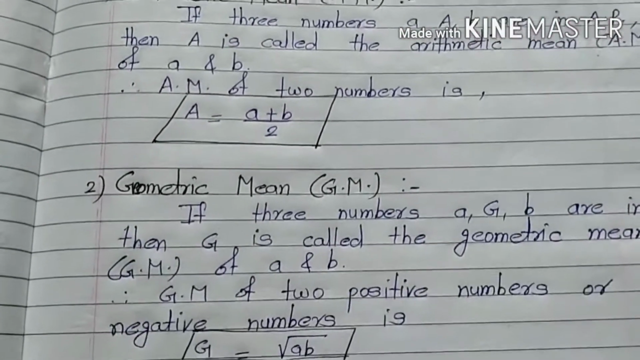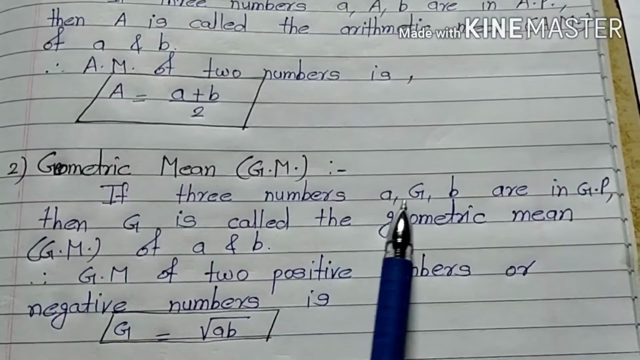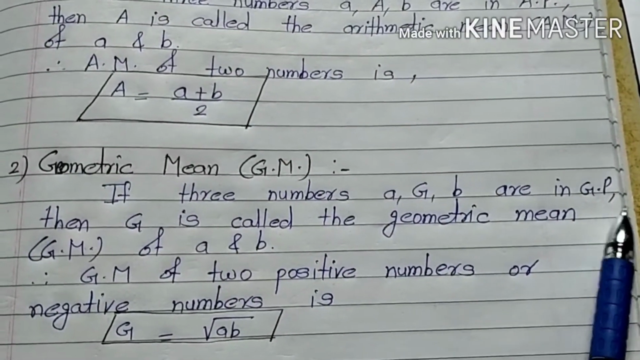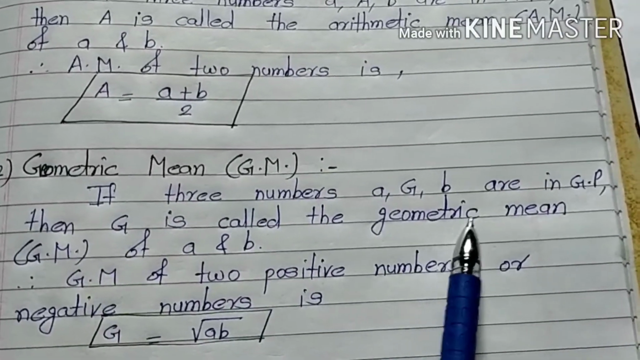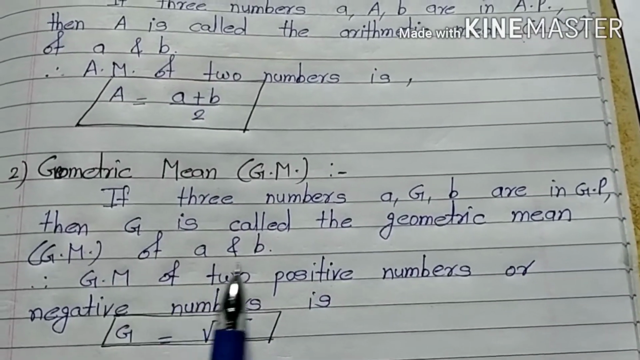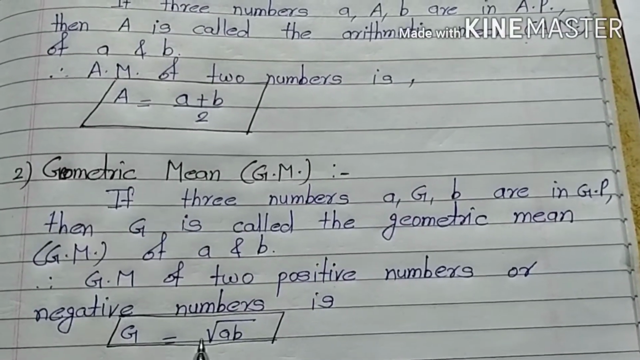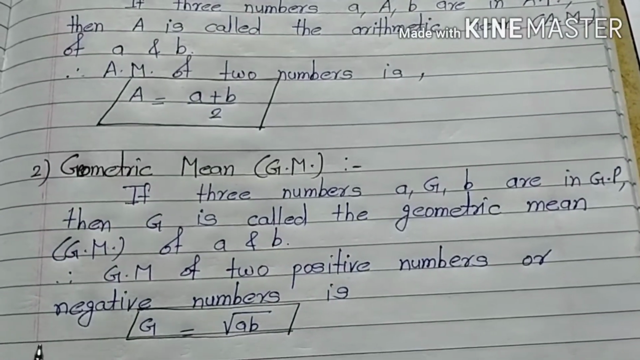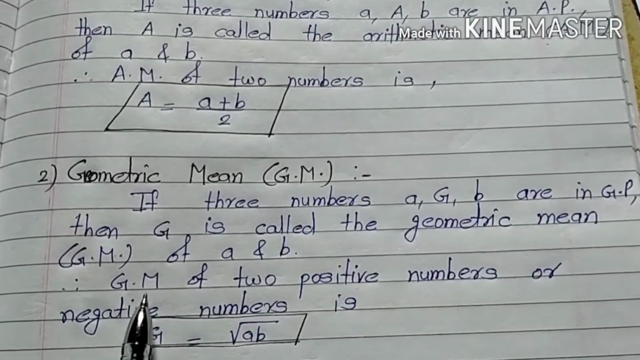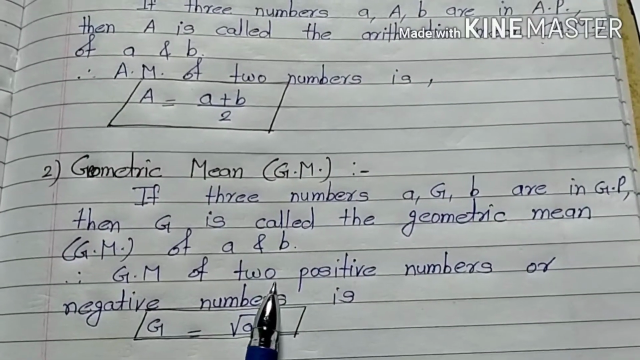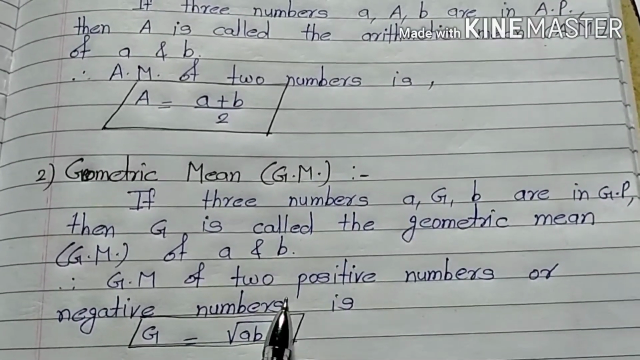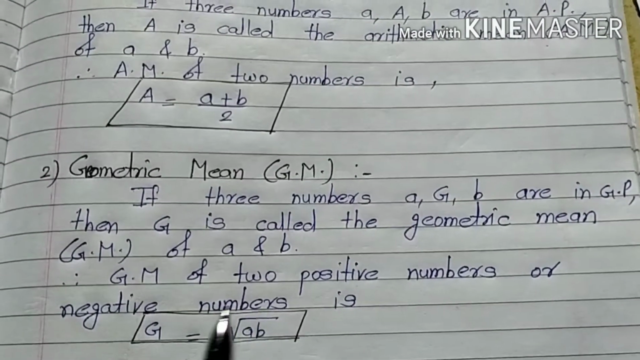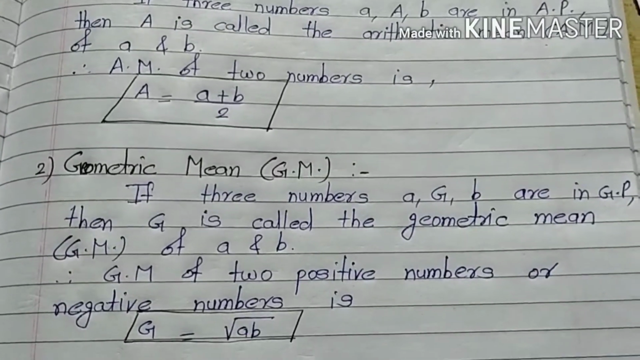Now next, geometric mean. If three numbers A, G, B are in GP, GP means geometric progression, then G is called the geometric mean, and it is given by G = under root of A into B. Students, always note that the geometric mean exists if and only if these two numbers are either both positive or both negative, or the sign of these two numbers is the same. Otherwise the geometric mean does not exist.